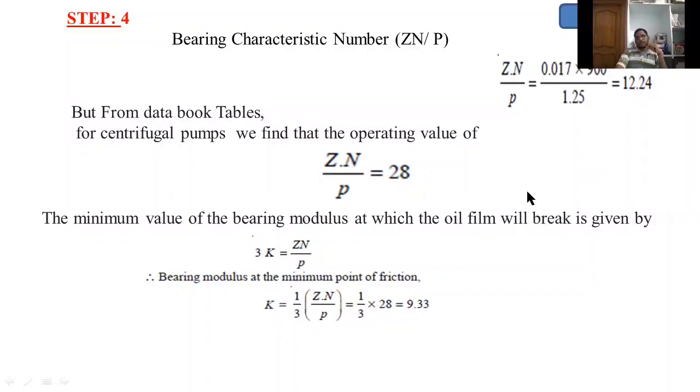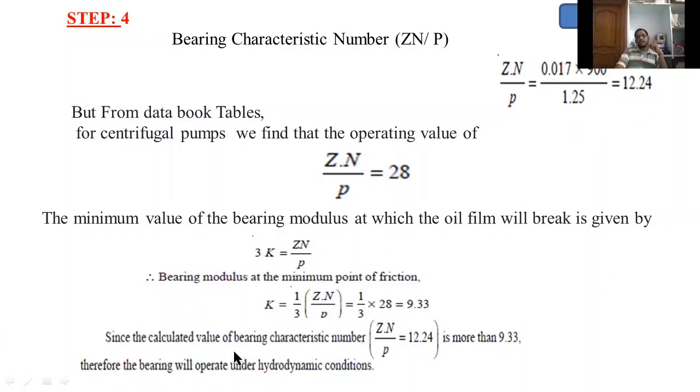So since the calculated value of bearing characteristic number Zn by P equal to 12.24 is more than the value of 9.33, therefore the bearing will operate under a hydrodynamic condition. By using these two values, we conclude the type of lubrication, that is a hydrodynamic condition.